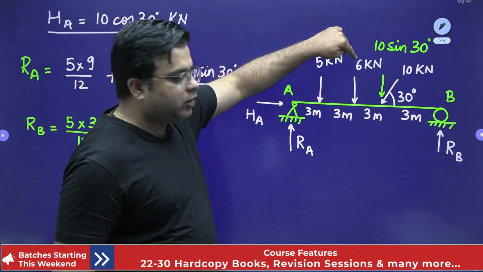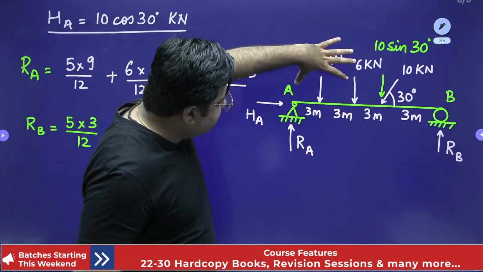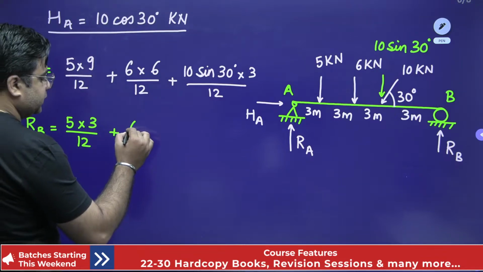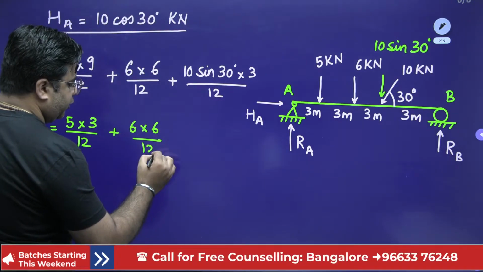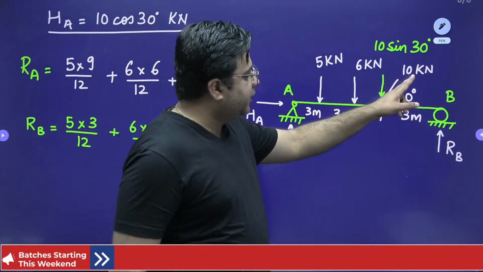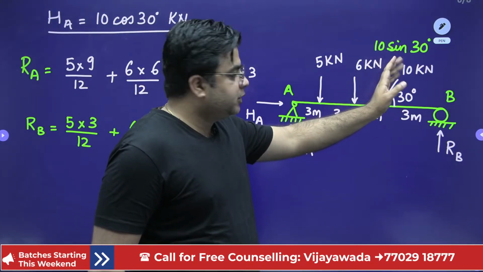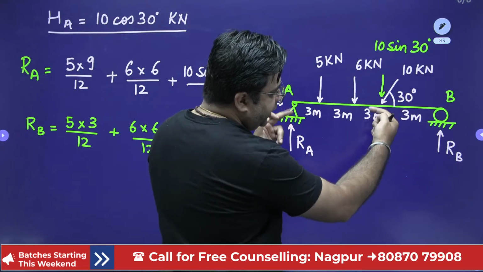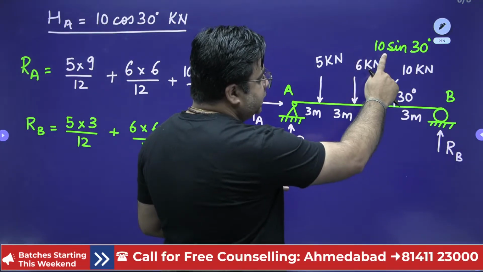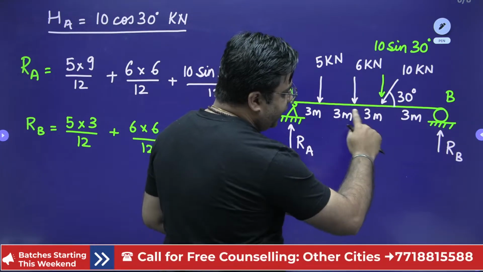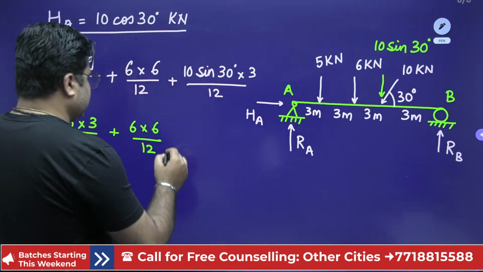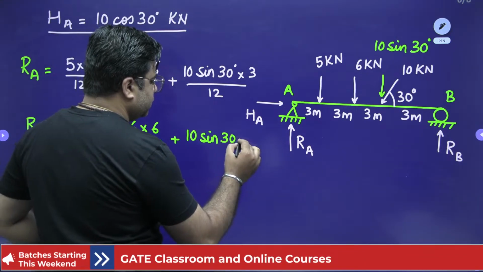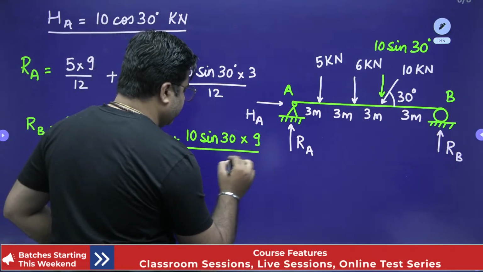Similarly, take this load of 6 kilonewton multiplied by this distance, which is 6 meter, divided by the total length, which is 12. So plus 6 into 6 divided by 12. When you take the next load of 10 kilonewton, the vertical component is 10 sine 30 degrees, multiplied by this distance. This is 3 plus 3 plus 3, 9, divided by the total length, which is 12. This 10 sine 30 degree into 9 divided by 12 will be the component of RB. So plus 10 sine 30 degree into 9 divided by 12.